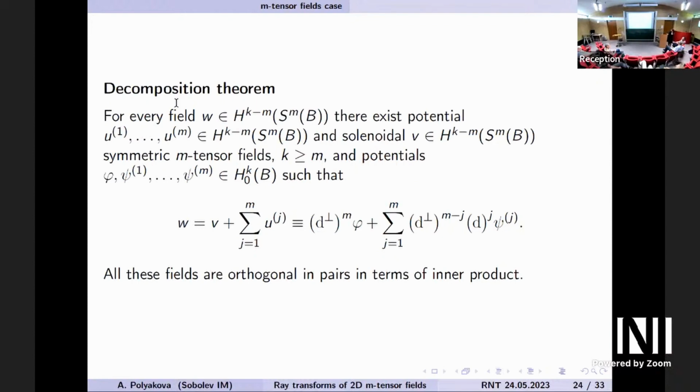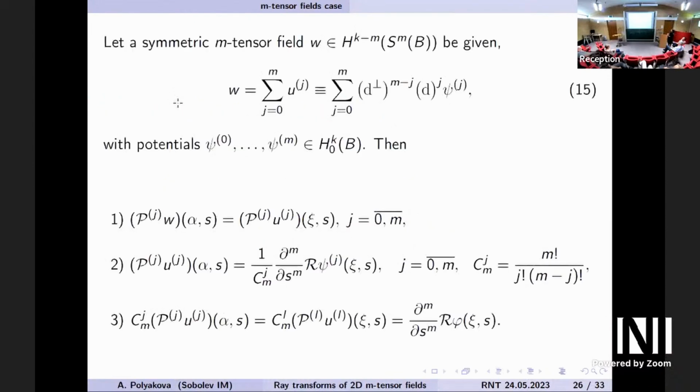Perhaps it will be clear when we see the SVD. There are the same properties as for the vector and potential cases. Only one part of the m-tensor field can be reconstructed from the ray transform. All other parts belong to the kernel of this ray transform. There is a connection between the ray transform of the m-tensor field and the Radon transform of the potential. And here you can see that there is this coefficient with one half, the same.